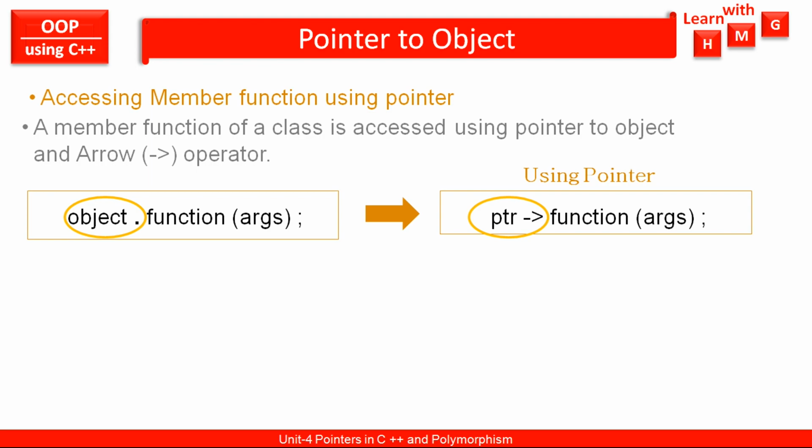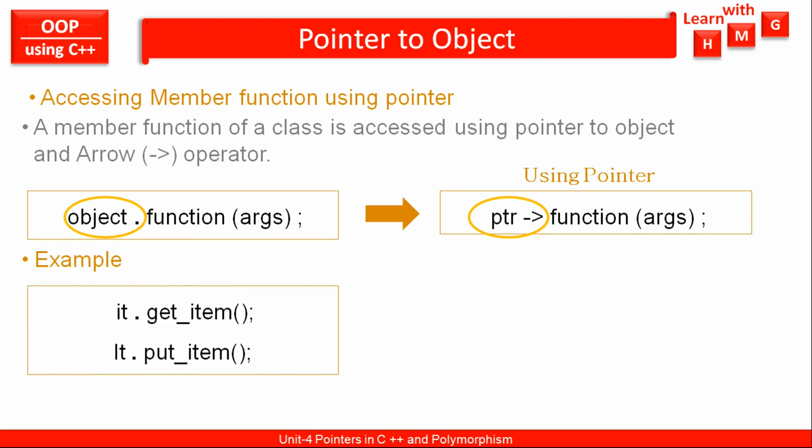So using the normal way, that is object and dot operator, for example, we can call the getItem function using the it object, it.getItem, or second example, it.putItem. So the it object is calling the putItem function using the dot operator. So this is the example of object and dot operator.